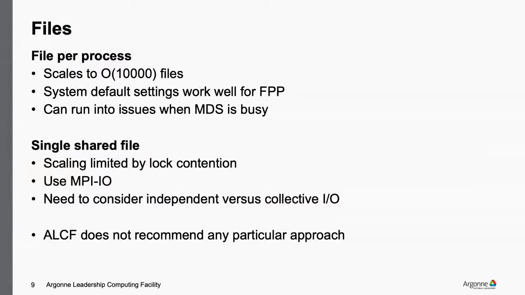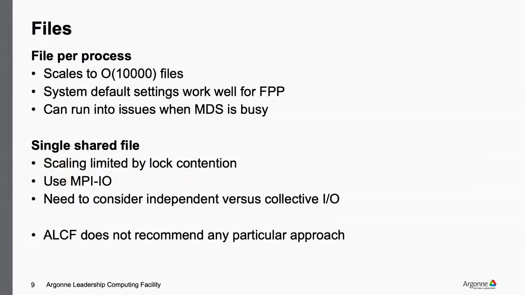But if you're running at like 256 nodes, you're maybe comfortably in this range. Doing a file per process is fine. Also, our system defaults will work well for a file per process. Now, if you want to use a single shared file, you're going to want to change our default settings, so I'm going to go over that later.